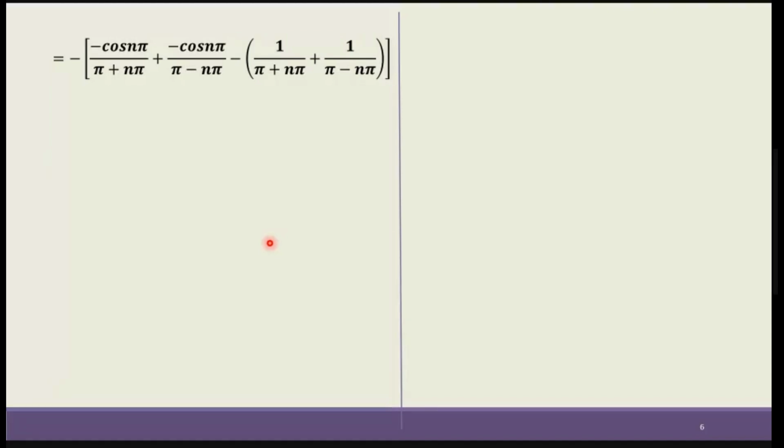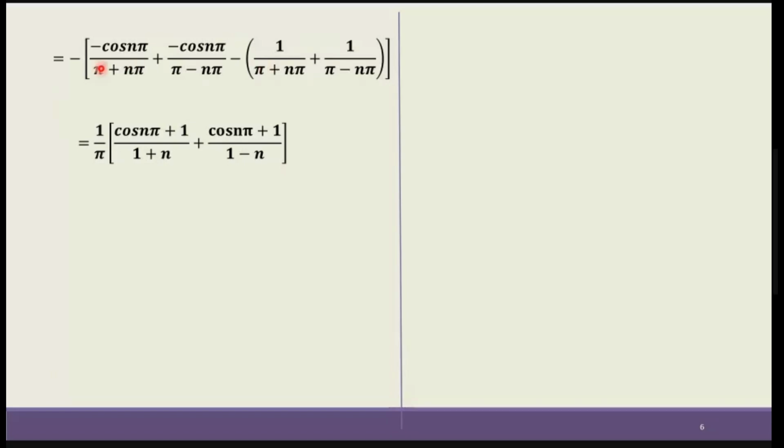Now, I think I can take the minus sign outside again from all the terms. The first term is negative, the second term is negative, and the third and fourth are multiplied by a minus sign. So I can take the minus sign common, and already you have a minus sign here. Now everywhere pi is also common, so I'll take 1 upon pi common. So what remains is cos n pi upon 1 plus n, cos n pi upon 1 minus n, plus 1 upon 1 plus n, plus 1 upon 1 minus n. I have taken pi common from everywhere and the minus sign common, so the numerator becomes positive, and 1 plus n and 1 minus n remain in the denominator.